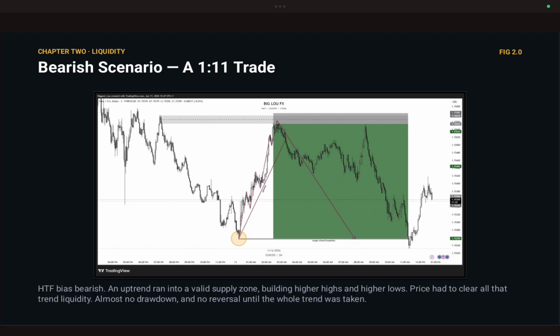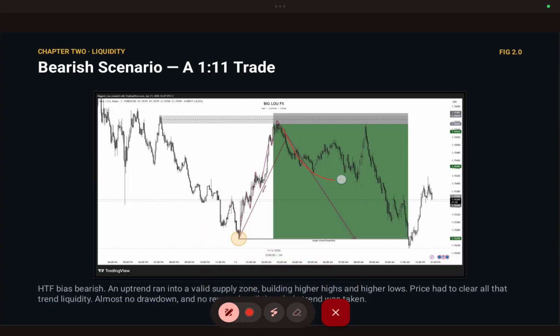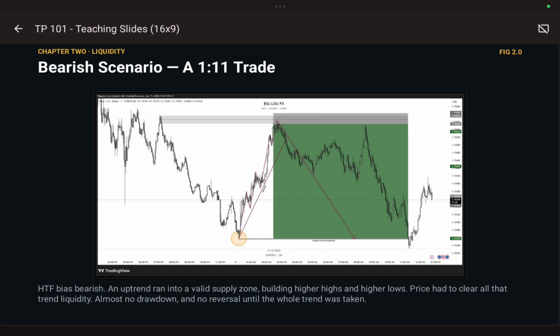This trade did not even give drawdown. Price had to clear all that trend liquidity, with almost no drawdown and no reversal until the whole trend was taken. Actually, it had some reversal. We could see the reversal here, it came back here before it cleared the liquidity there. So this was a 1:11 trade using trend liquidity. You could see this whole trend. Price took it up. There is liquidity resting here, liquidity resting here.